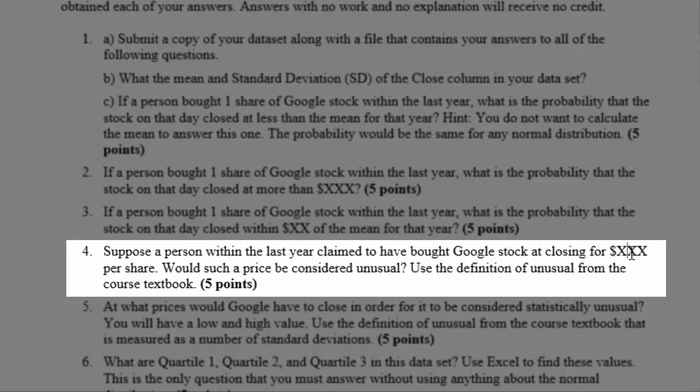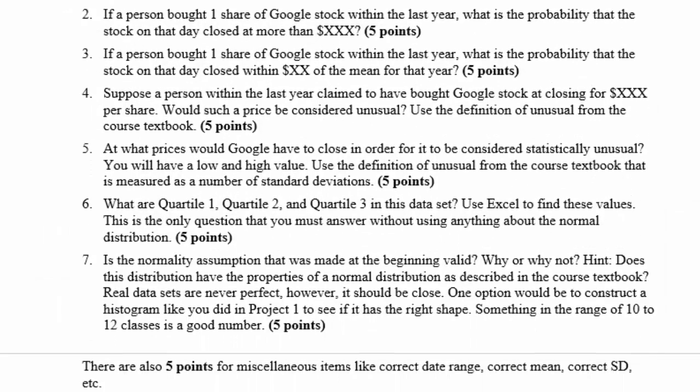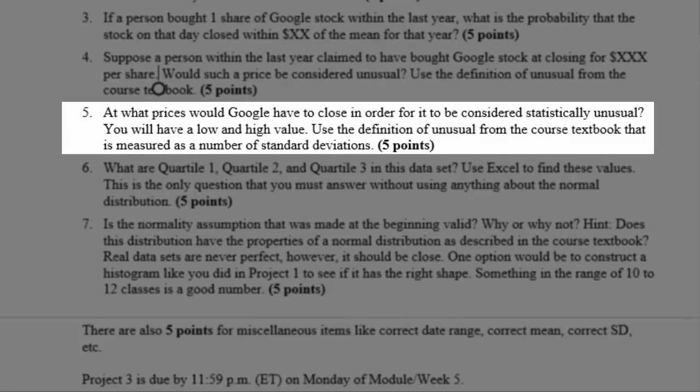Number 4 says somebody tells you they bought some Google stock for another value, and you're going to decide, is that unusual? Please use the definition of unusual from your course textbook. There was a definition that had to do with standard deviation. I recommend you use that one, but both definitions your textbook give you will be just fine. Then you're going to be asked to go one step further and say, on number 5, at what price would Google have to close for it to be considered unusual? What's the lowest value? What's the highest value before it is considered unusual? Using that same definition for unusual. And again, the standard deviation definition is probably the easiest.